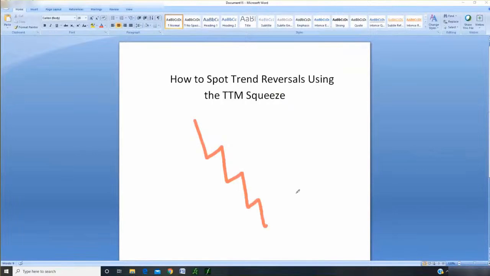But how do we spot a reversal using the TTM squeeze? I'm going to talk about a concept of divergence first. And again, if you've heard of divergence before, I highly encourage you to stick around and listen to this video because I might show you a concept that you didn't know before, because I'm going to incorporate the squeeze in addition to the divergence. So, what is a divergence?